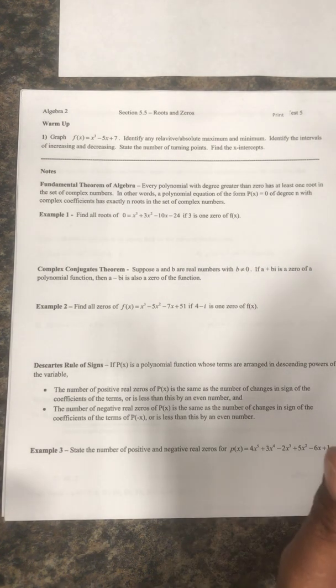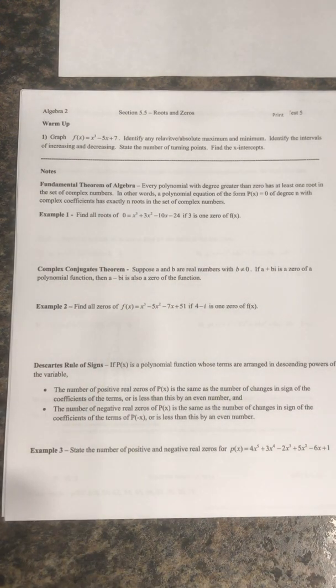So basically, ladies and gentlemen, all that's saying is that if you have a complex number, let's say 5 plus 2i, and they're saying that that is a 0 or a root of a polynomial function, the conjugate, remember when we talked about conjugates when we were simplifying complex numbers, the conjugate, where we change just the middle sign, is going to also be a root or a solution for that polynomial function. Okay, so now we're going to apply that based on what we just talked about.